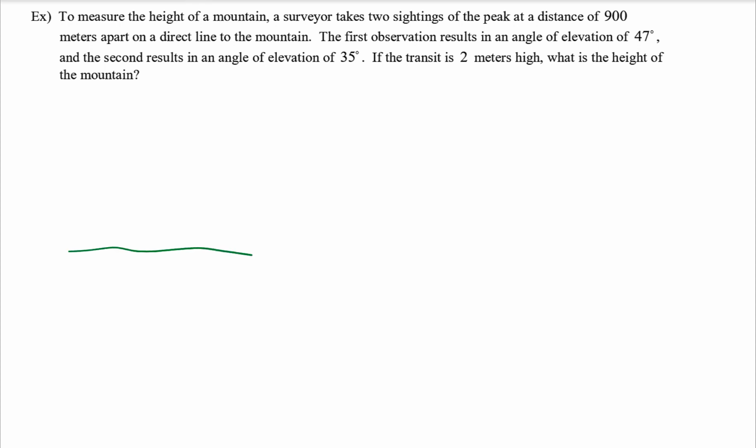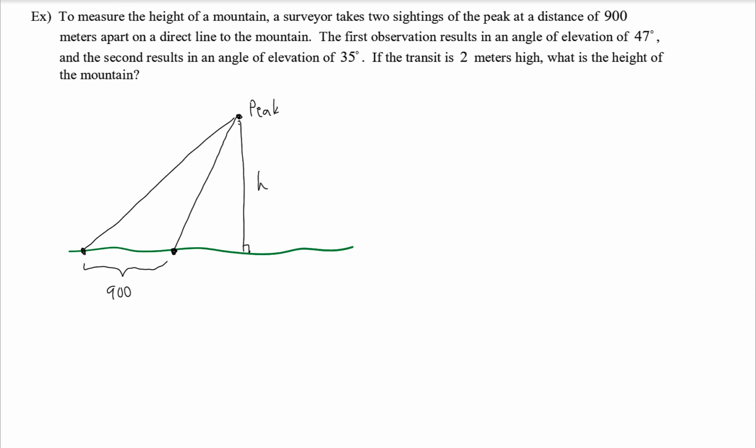Okay, so here's the ground. Here's the peak of the mountain. So here's its height. Height is always at 90 degrees to the horizontal. It's the height of the mountain. And it says that the surveyor takes two sightings 900 meters apart. So sighting number 1 and sighting number 2. Basically they look at the peak, then they move 900 meters away, and then they look at the peak again. The first observation results in an angle of elevation of 47 degrees, and the other one is 35 degrees.